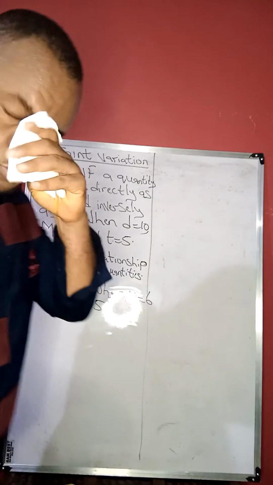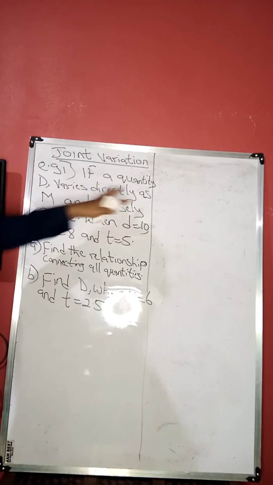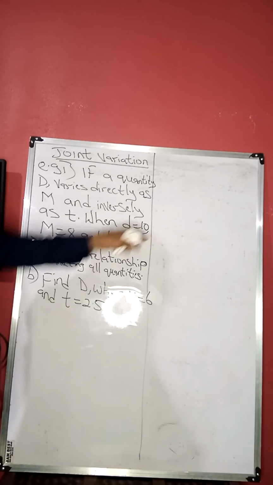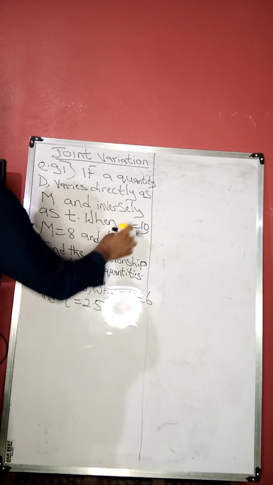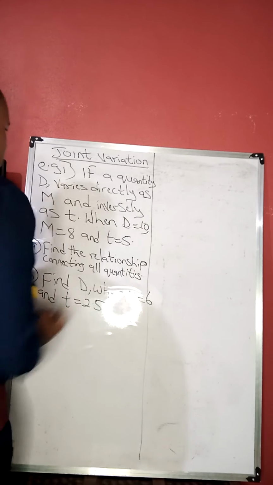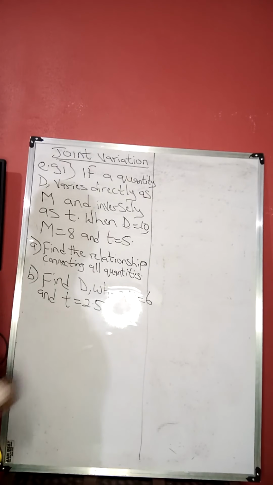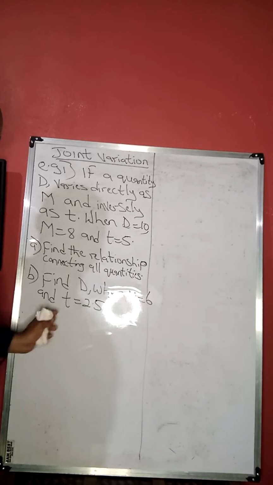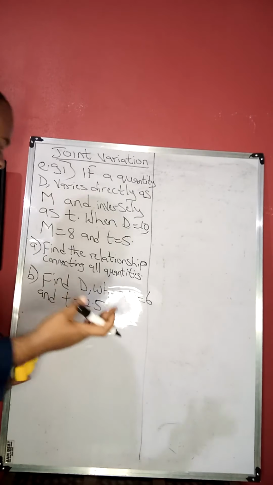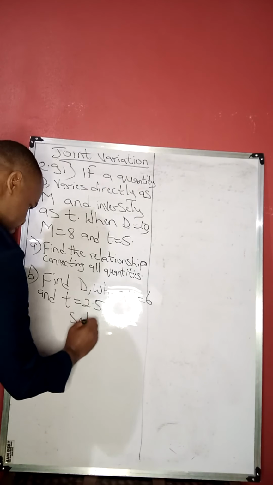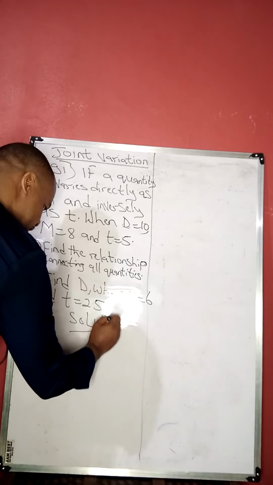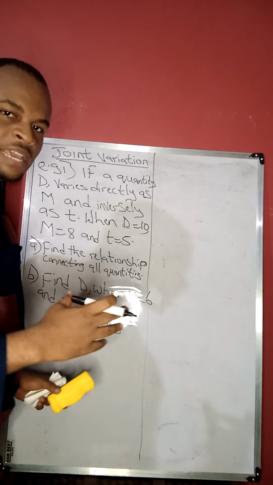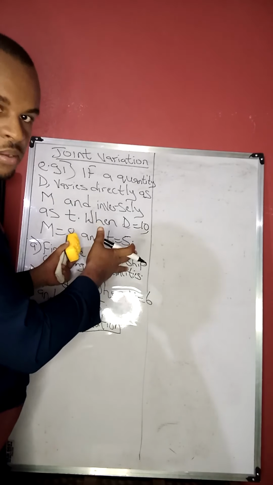Alright, now there's a question given to us. The question says, if a quantity D varies directly as M and inversely as T, when D is equal to 10, M is 8 and T is 5. A. Find the relationship connecting all quantities. B. Find D when M is 6 and T is 2.5. Alright, let's quickly solve this question. Solution. Now, with our understanding of direct and inverse proportion or variation when we did them, you should be able to interpret this question correctly.